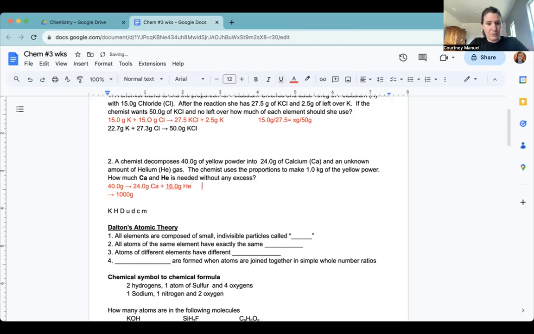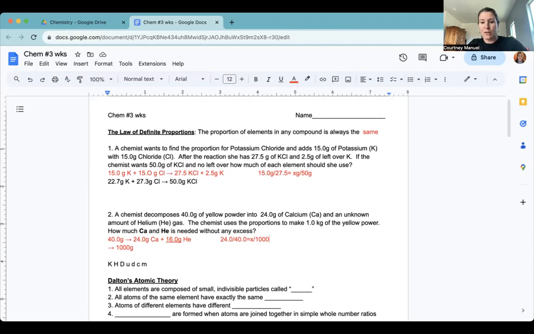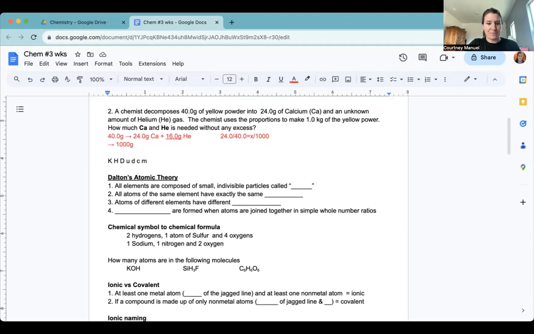We have, I'm going to come over here, for every 24.0 grams of calcium, we made 40 grams of yellow powder. Okay, and that's going to be equal to some amount of calcium, we don't know, divided by 1,000 grams of yellow powder. Those proportions do not change. That's like the number one thing. The law of proportion is they stay the same.